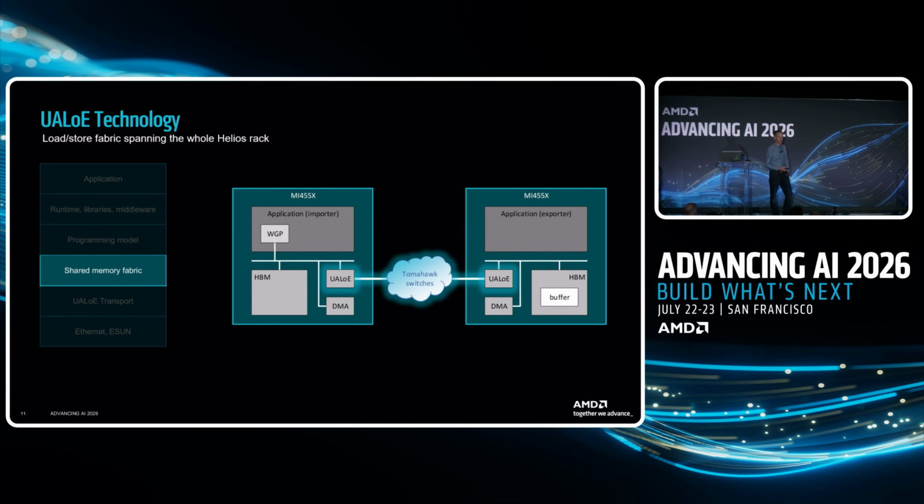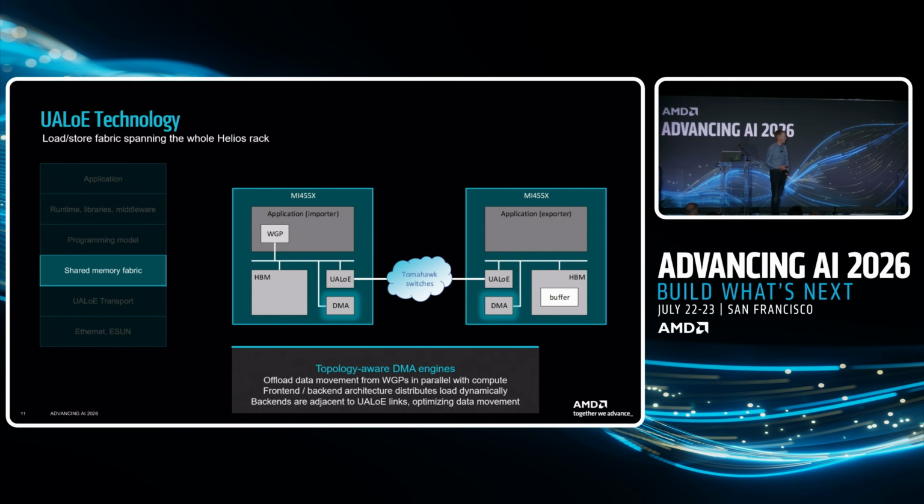And so the UALoE technology's job, on the one hand, is to take loads and stores and atomic transactions and somehow encode them onto Ethernet packets, transport them reliably across the network to the remote GPU, and then transport responses back in the other direction. We'll talk more about how that works in just a moment.